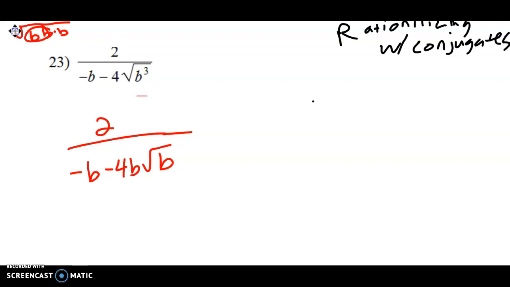The problem with the root b on the bottom is if I multiply by root b, my first term ends up having a root b, and I do not rationalize my denominator. If I multiply by negative b minus 4b root b, the problem is my middle term ends up having a root still.